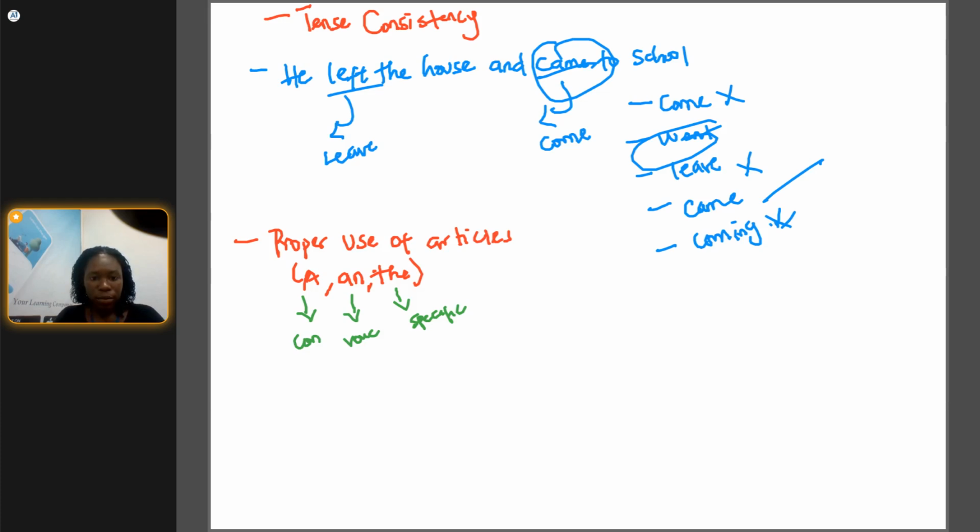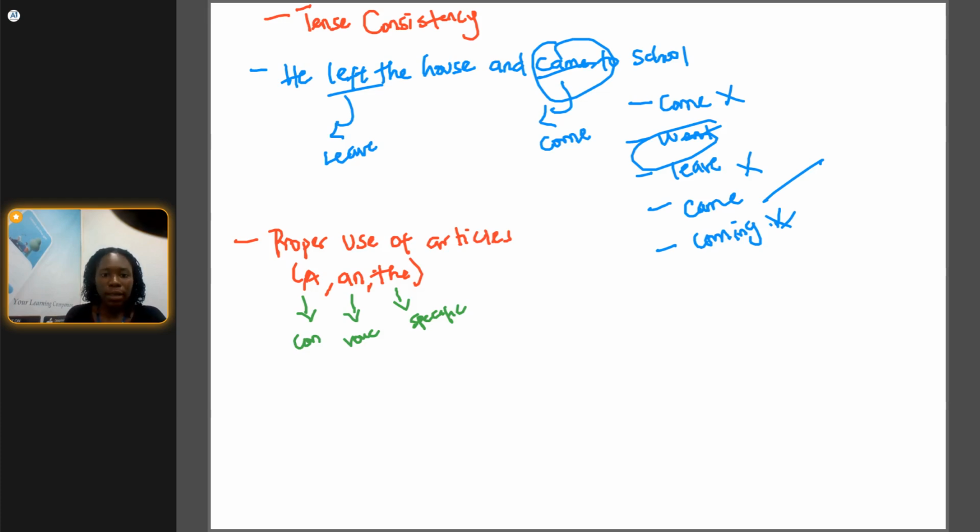So you use, like I mentioned, the for specific nouns. And when you're talking about these articles, you mainly use them for your nouns. So when you use a, you use it for countable nouns, and it has to come before words that have a consonant sound, while an is used for countable nouns that come before words that have a vowel sound.